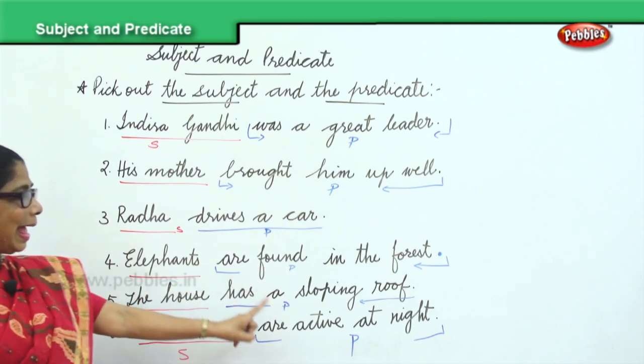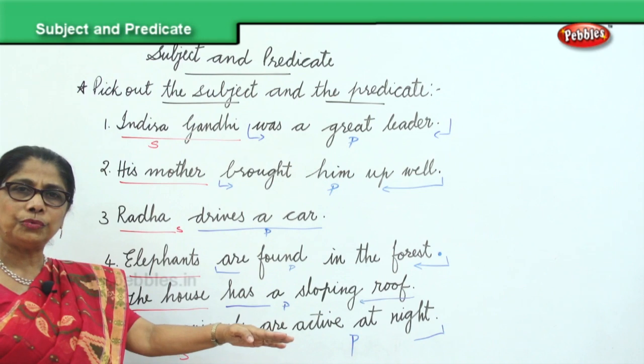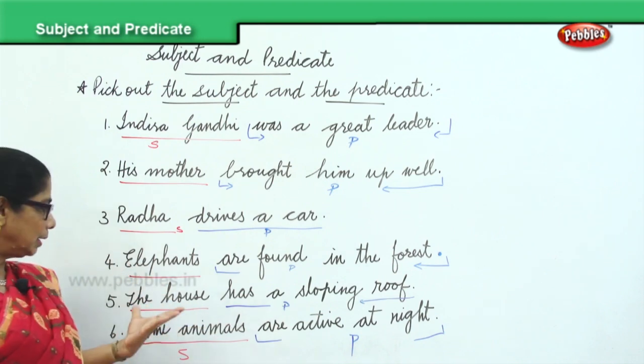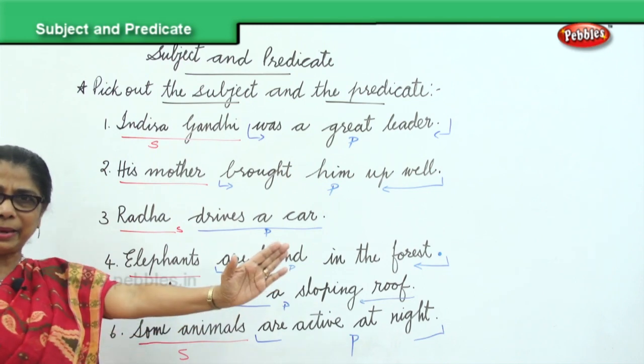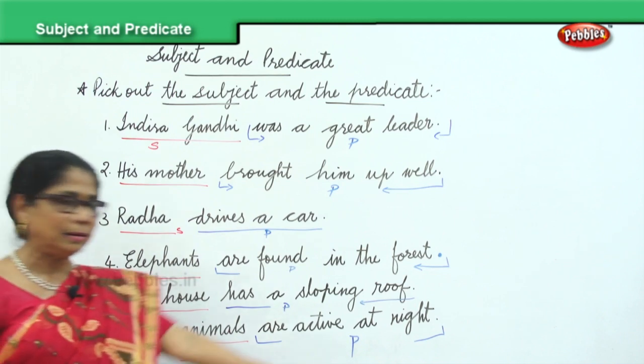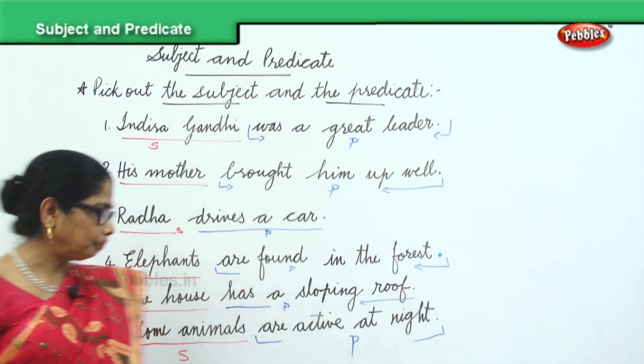The house has a sloping roof. We are talking about the house, the subject. What is the subject? The house. The rest is the predicate, has a sloping roof. Begins with a capital letter, ends with a full stop.